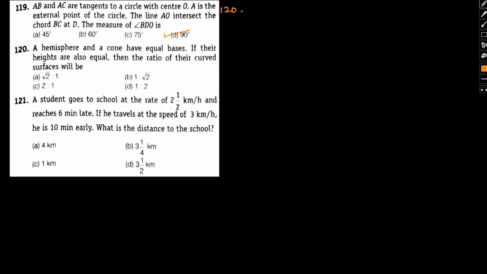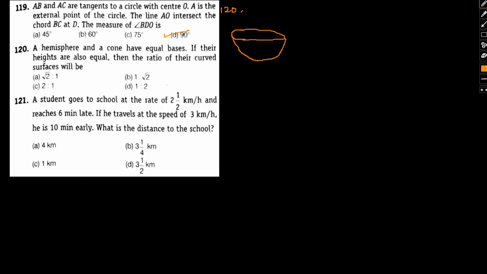So let's take a look. A hemisphere and a cone have equal bases. If their heights are also equal, then the ratio of their curved surface areas will be? So what we have is a hemisphere and a cone that have equal bases and the height is also equal.